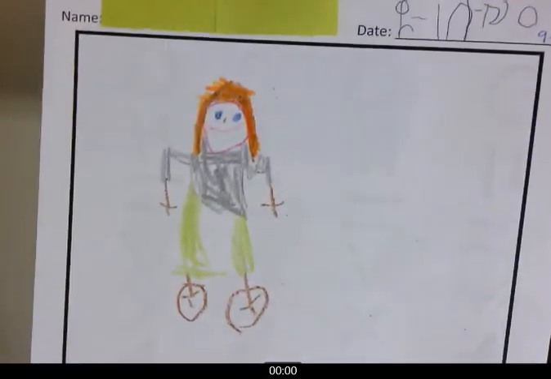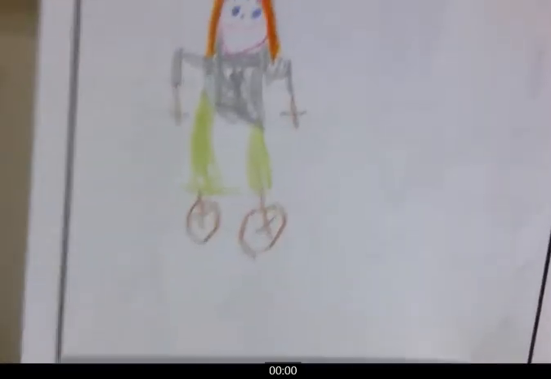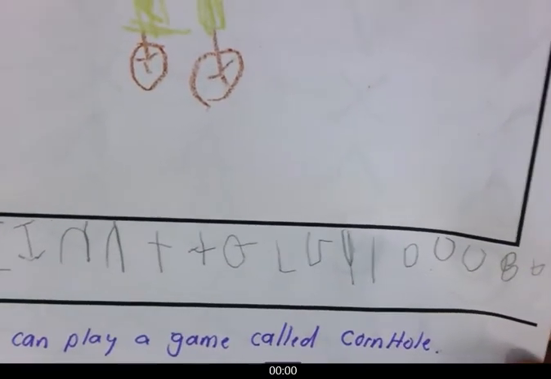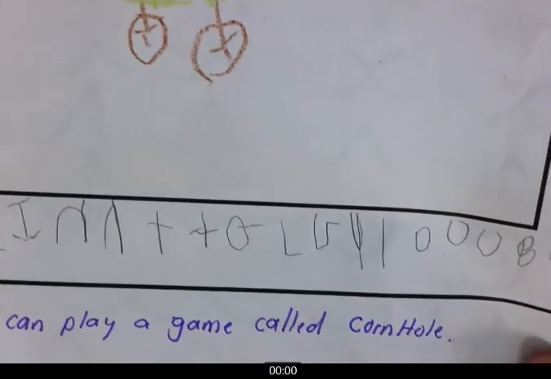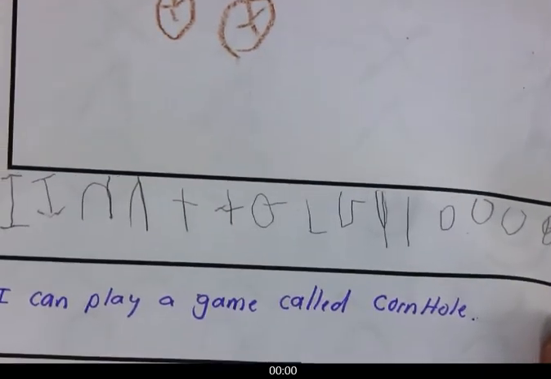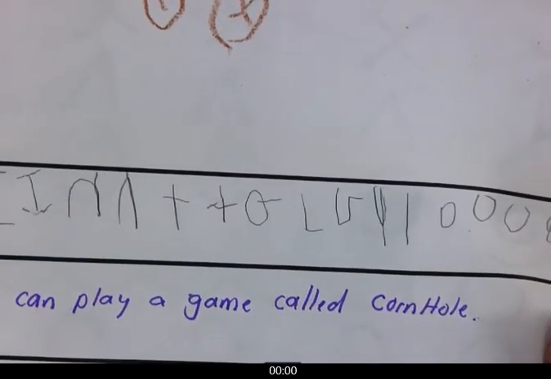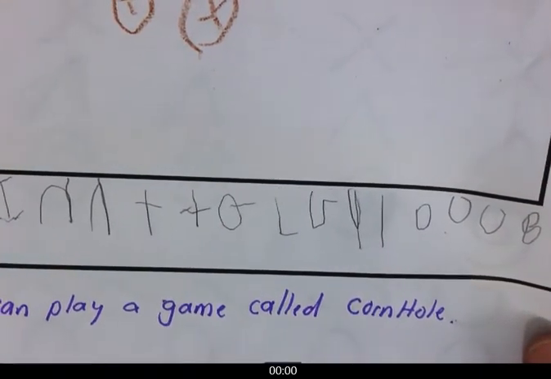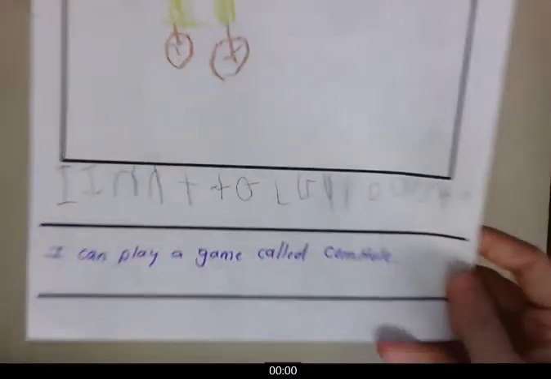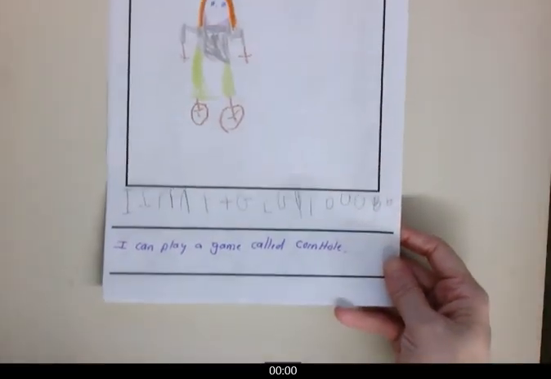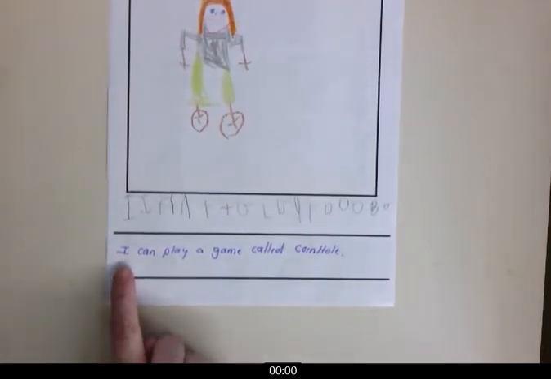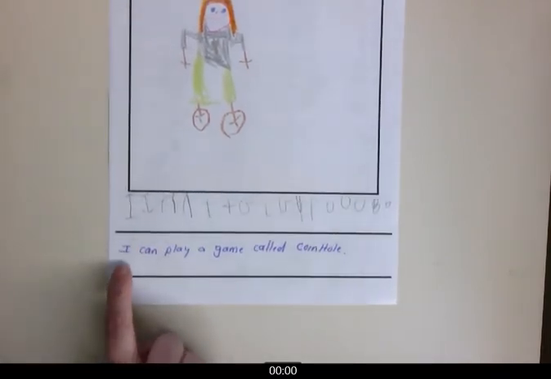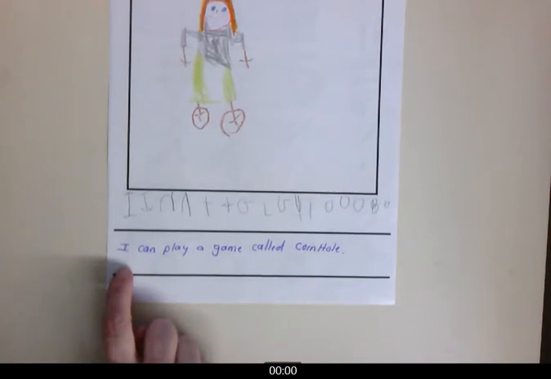This student drew a picture of himself, didn't have time to finish any other details, but then he wrote his words. And when I asked him to read it to me, he said, it says, I can play a game called cornhole. The only word that I see that goes correctly with what he told me is I. And that's awesome because we learned the word I the first week of school. So I'm so excited that he was using that.